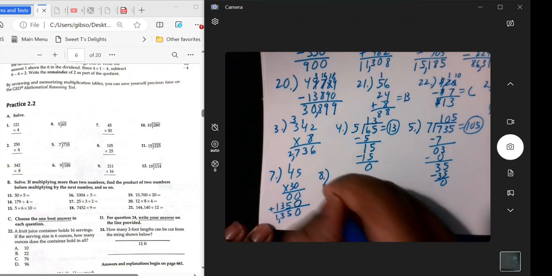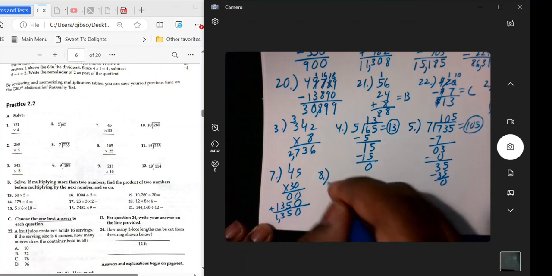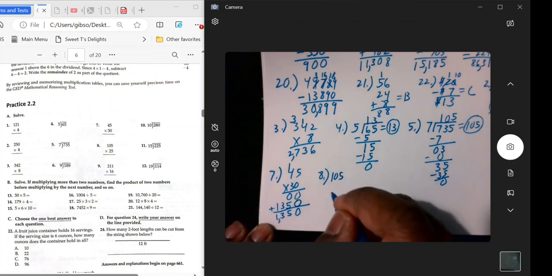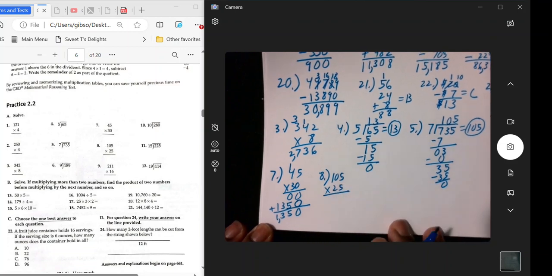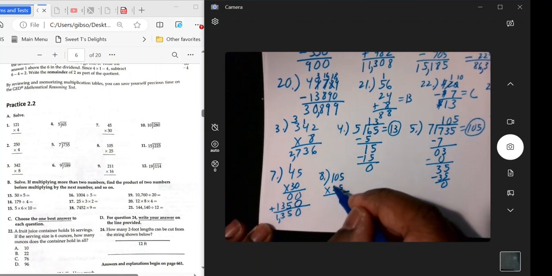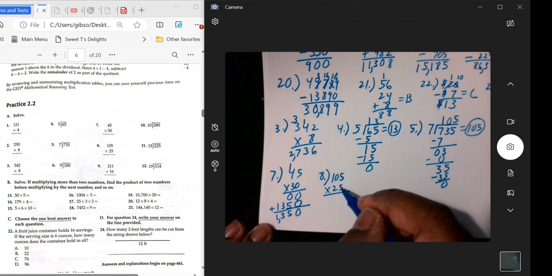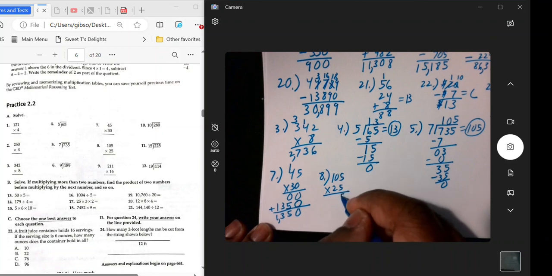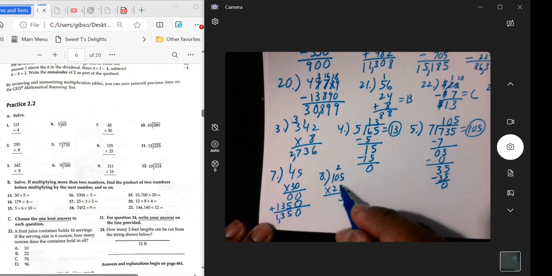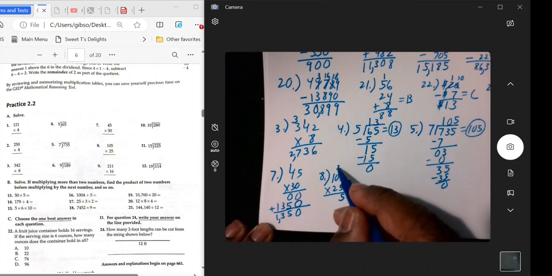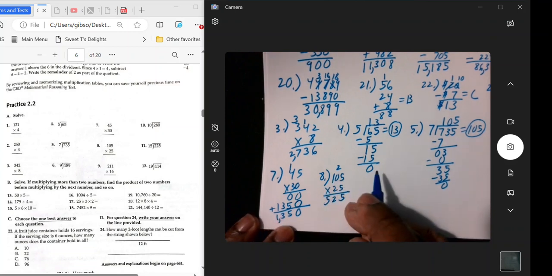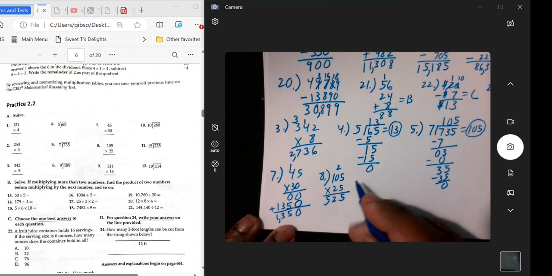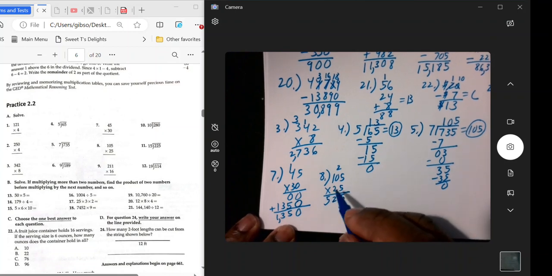Okay, problem number 8. We have 105 times 25. Again, we start multiplying from the ones place. So 5 times 5 is 25. Carry your 2. 5 times 0 is 0, plus 2 is 2. And then 5 times 1 is 5. So now we're going to start multiplying here, which is the tens place. So we put our 0 here in the ones place.